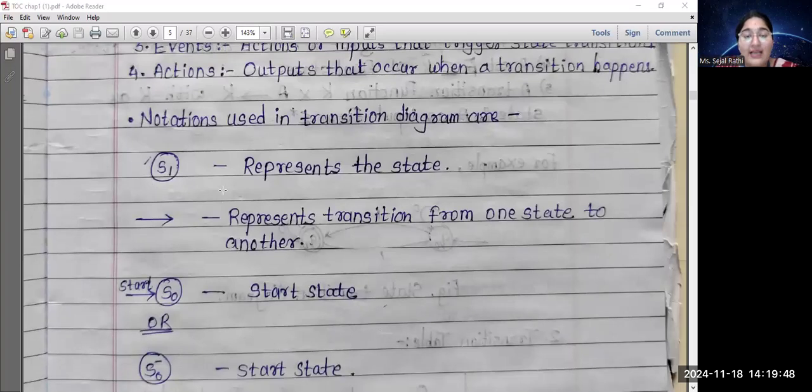The next one is the notation used in a transition diagram. As you know, the state we are representing using the circle. Here, S1 is a state. You can name it as your own. Suppose you can take it as Q1, or you can take it as M1. It is up to you what name of the state you want. The next one is a transition. This is a transition symbol. It represents the transition from one state to another.